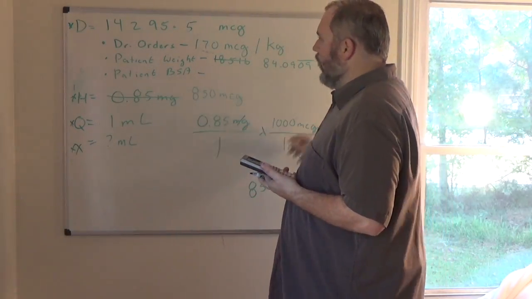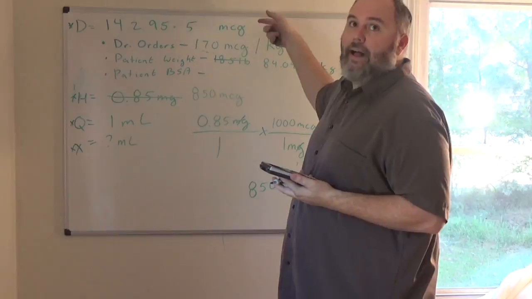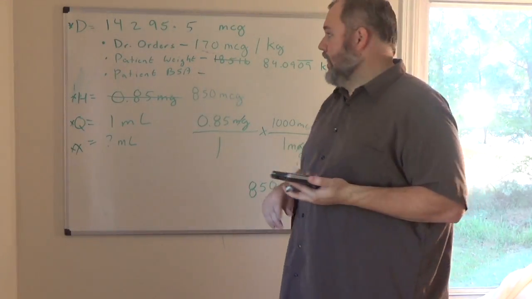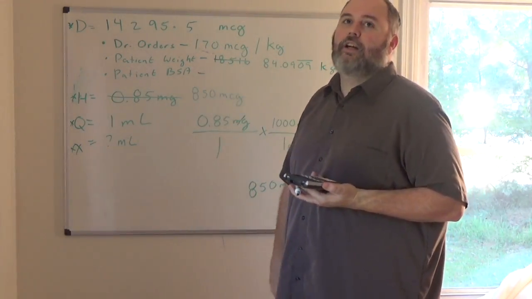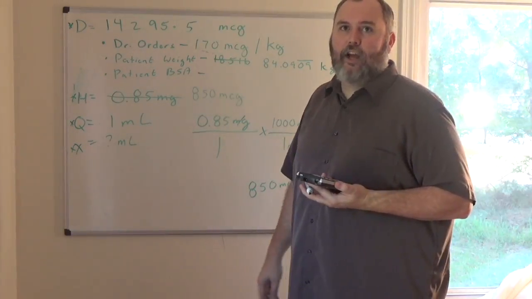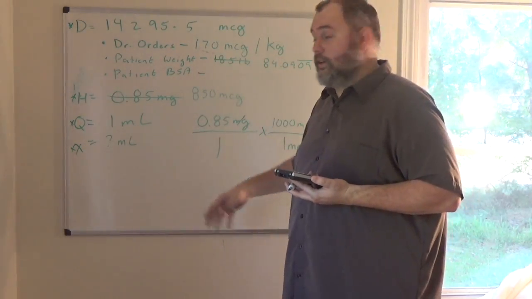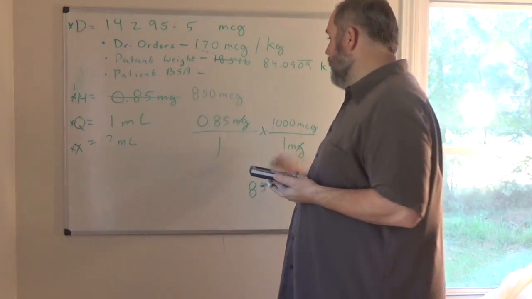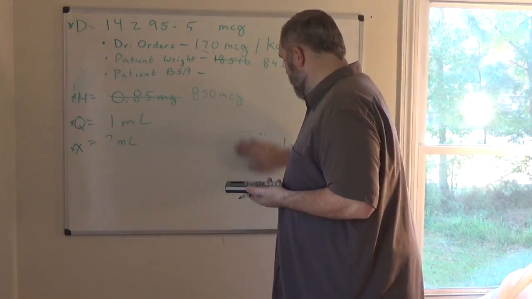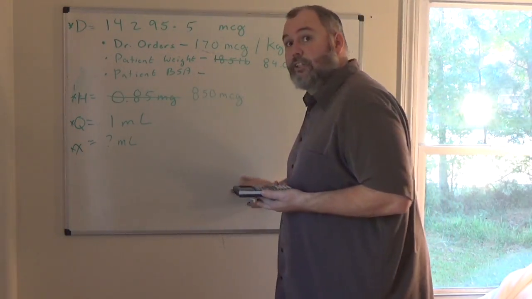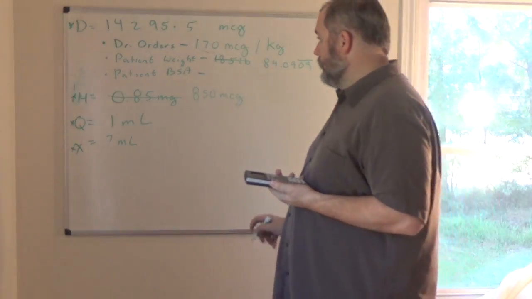All right, now what do I have? Well, I've got that my desired dose is in micrograms. I have my active ingredient at 850 micrograms, so they're the same unit. My Q and my X are at the same unit. Now that they're all at the same unit, I can actually do my equation.